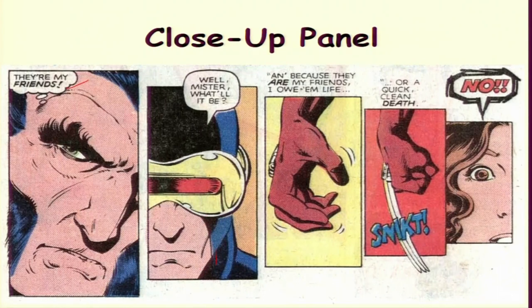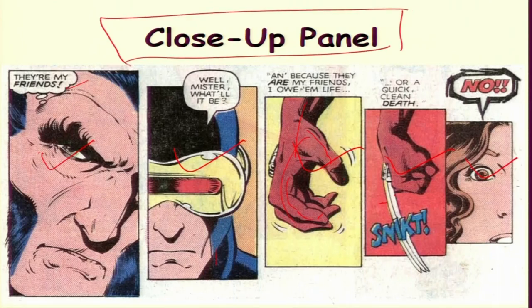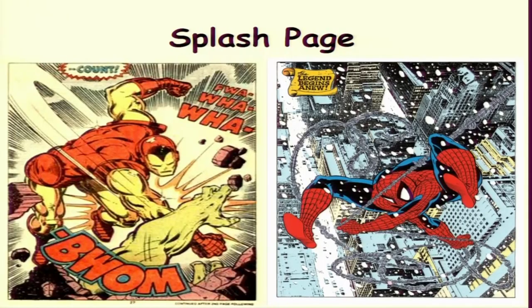Then the third one, "because they are my friends, I owe them life." You see, only the hand is shown, and you see how his hand is being shown, right? And then you can see the other part. So, here all of these are panels, but this kind of panel is called a close-up panel, right? As we understood, it shows a character or object in detail, it focuses on the face or a specific body part.